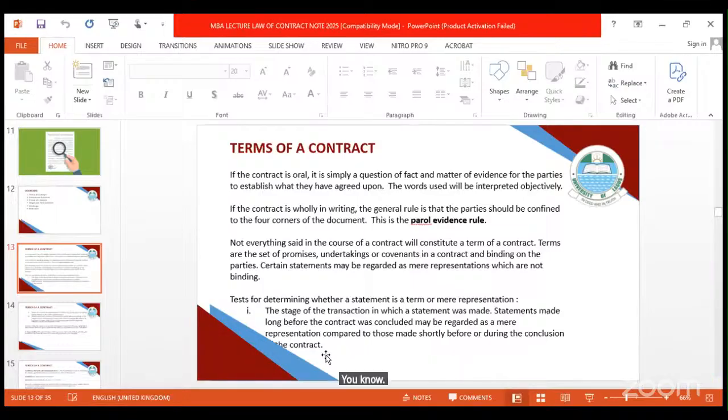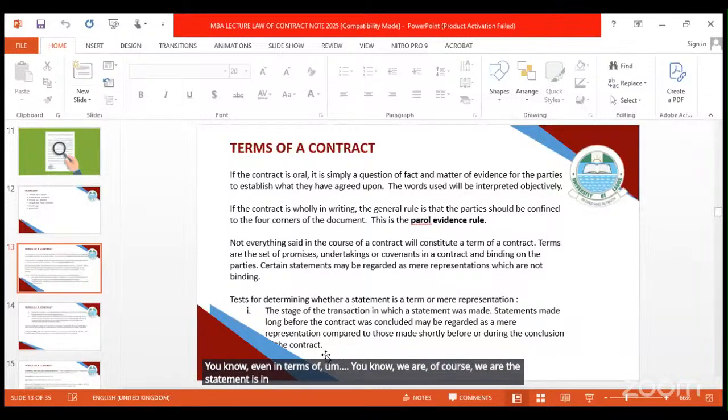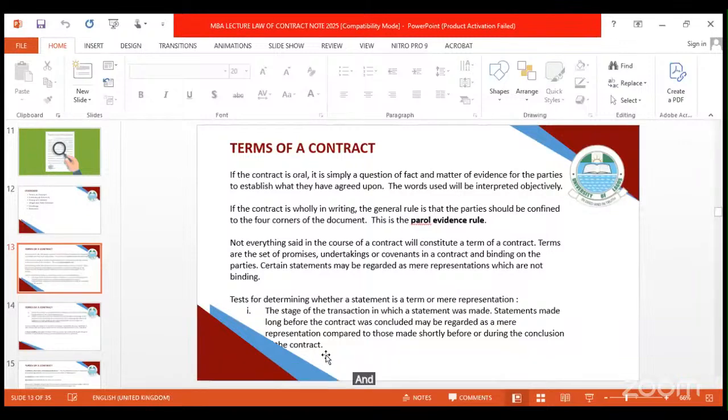years ago. And of course, there's also the question of where the statement is in writing and another one is oral, and there's conflict between the two. The written statement will supersede the oral statement.